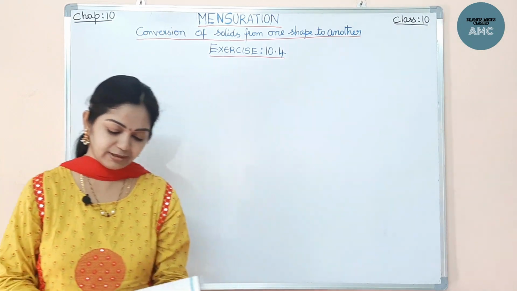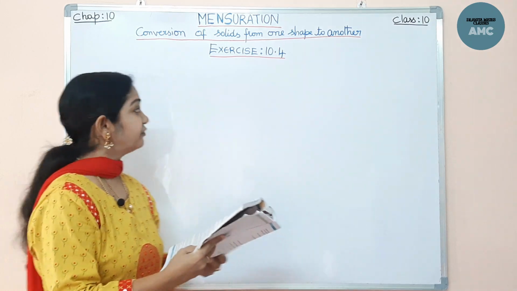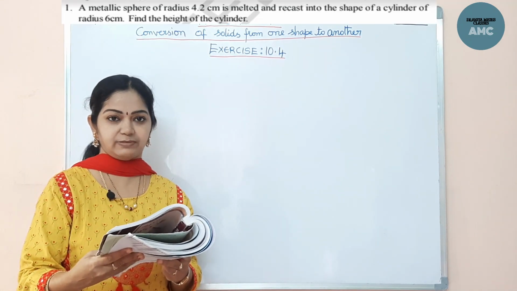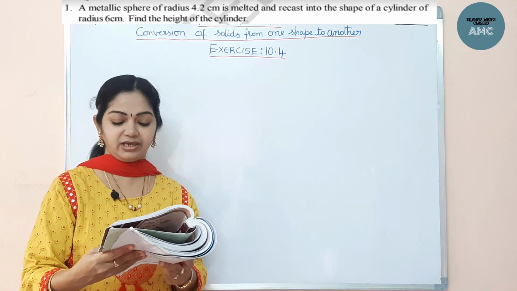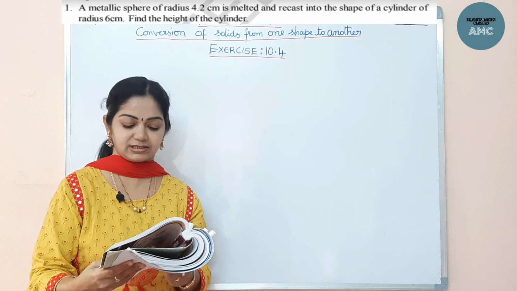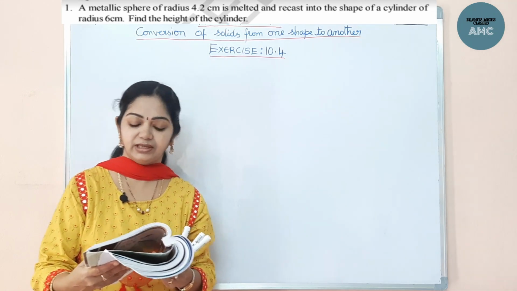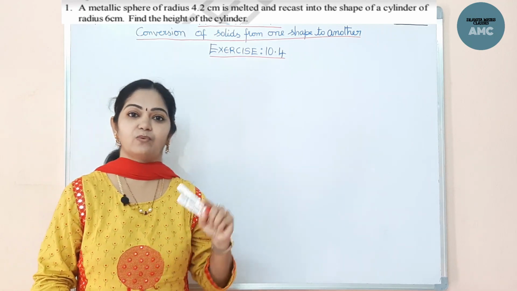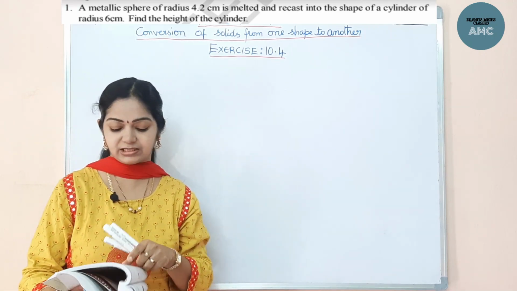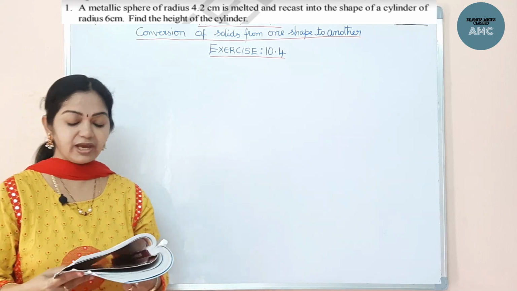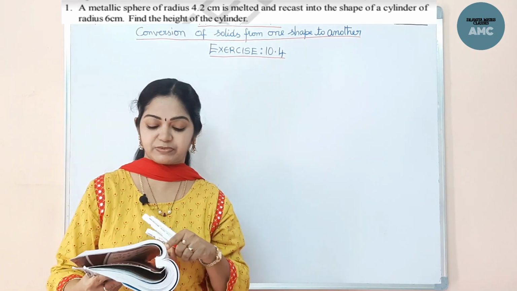The first problem, I'll read out for you. A metallic sphere of radius 4.2 centimeters is melted and recast into the shape of a cylinder of radius 6 centimeters. Find the height of the cylinder. Now, one solid is converted from one shape to another shape. It has been melted and recast into another shape. Now, we have to find the second shape's height.